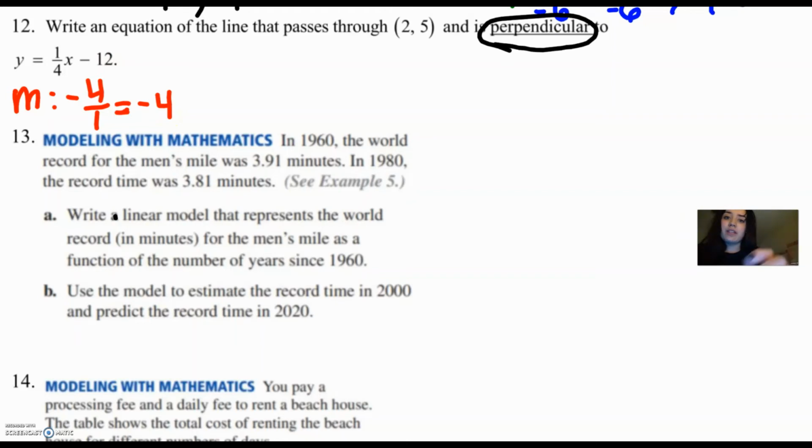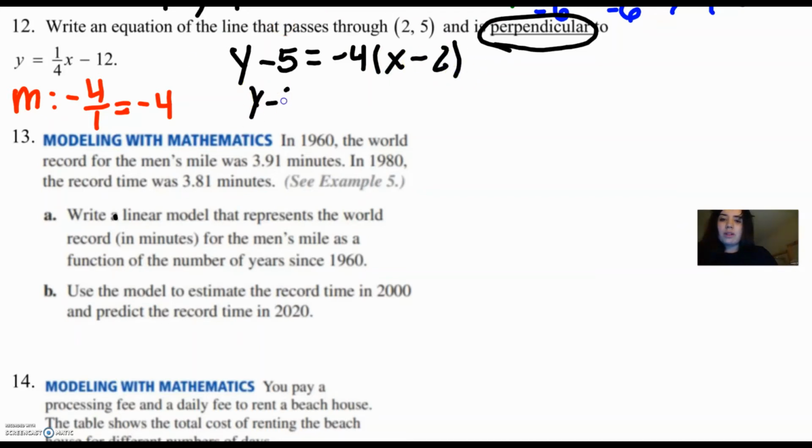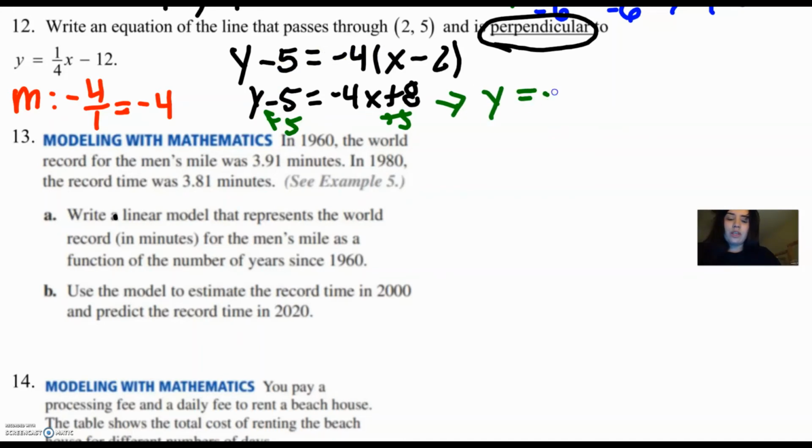From here, we're doing the same steps. y minus y1, which is 5, equals our slope, which is -4, times x minus x1, which is 2. We're going to distribute: y minus 5 equals -4x plus 8, because that -4 times -2 equals +8. We're going to add 5 and we'll get our new line as y equals negative 4x plus 13.